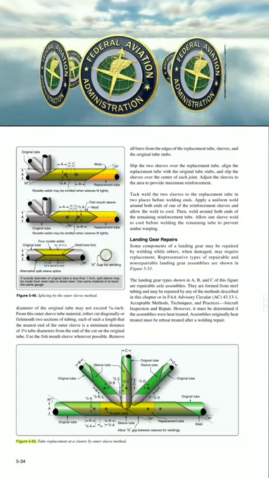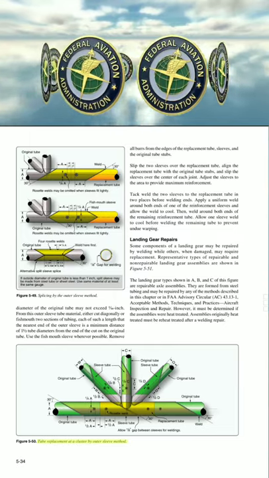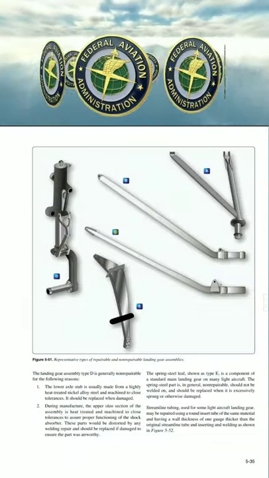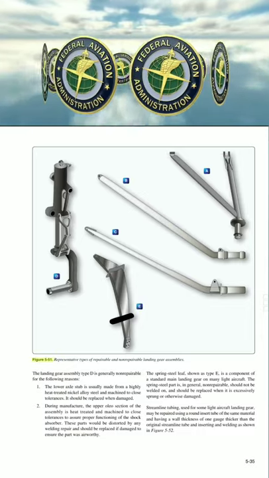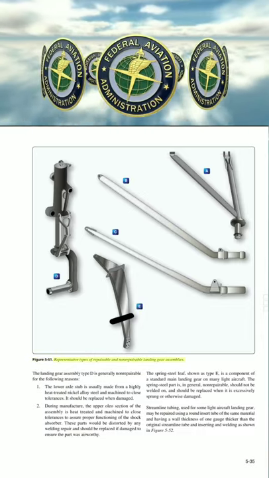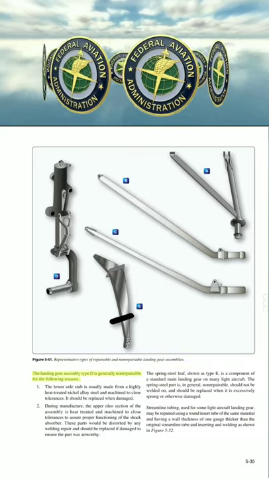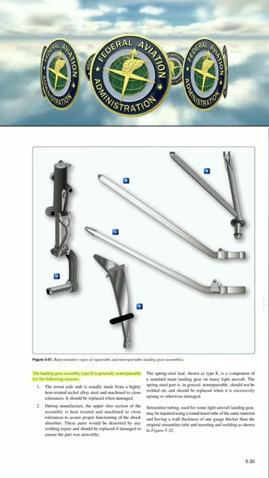Figure 5-50. Tube replacement at a cluster by outer sleeve method. Figure 5-51. Representative types of repairable and non-repairable landing gear assemblies. The landing gear assembly type D is generally non-repairable for the following reasons.